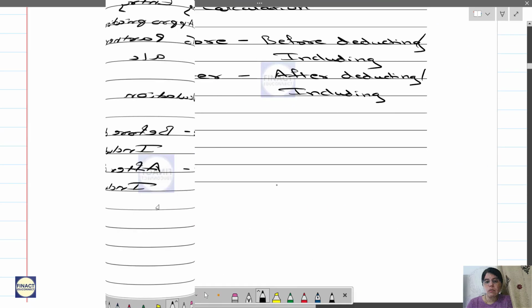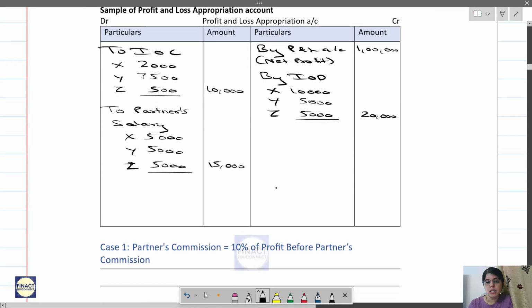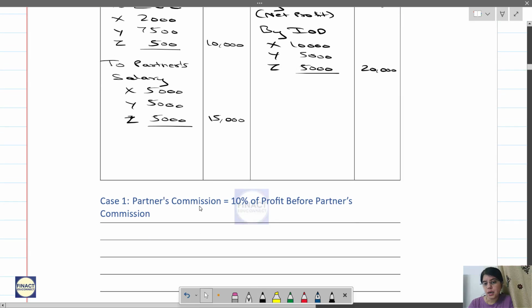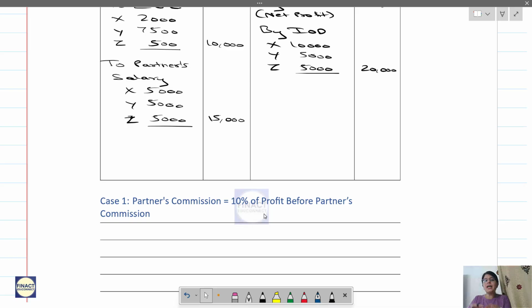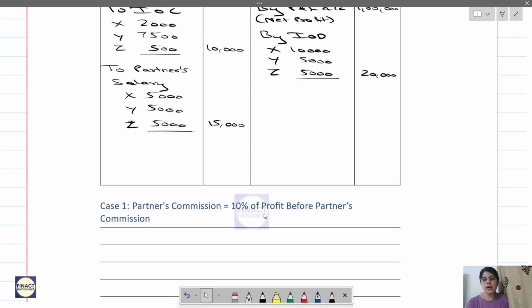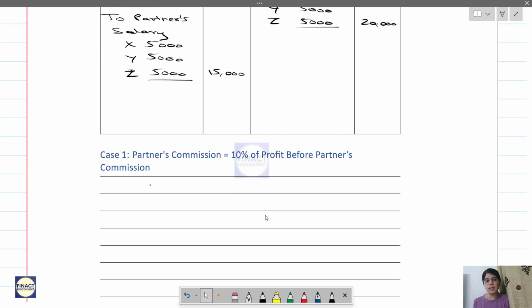Okay, we'll calculate now. So see here, first is partners commission will be 10% of profit before partners commission. So 10% of profit before partners commission means 10% of profit before deducting partners commission. Okay, so what are the meaning of the word before and after? Before deducting, or if it is an income, before including, and after means after deducting partners commission. So now let us see what is a profit before deducting partners commission.